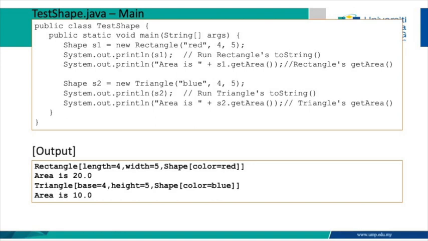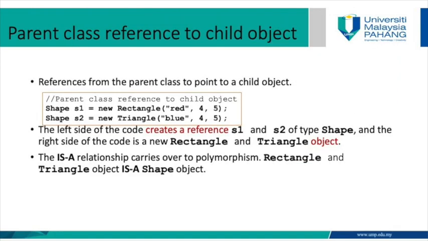And then for shape 2, we define it as a new object for a Triangle. So System.out.println area is s2.getArea. It will get the area from the Triangle class. The output is supposed to show all the information for the new Rectangle and Triangle objects. Based on this example, it shows that a reference from the parent class can point to a child object.